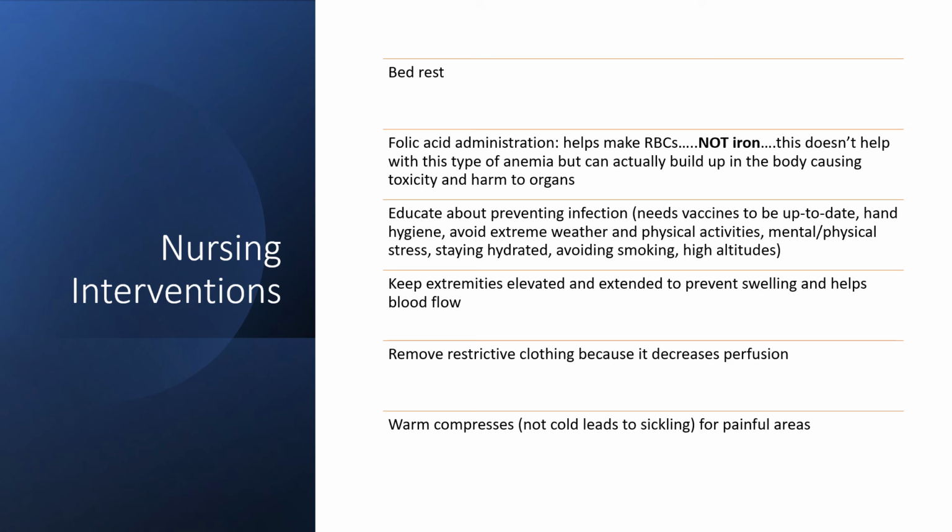We might want to administer folic acid. That's a therapeutic dependent action. It helps make red blood cells, and not iron. Iron doesn't help with this type of anemia, but can actually build up in the body, causing toxicity and harm to the organs. So be careful with that.